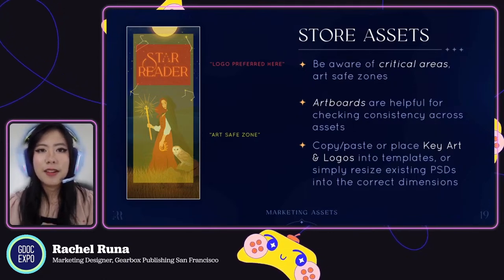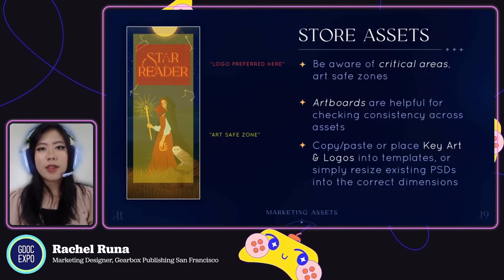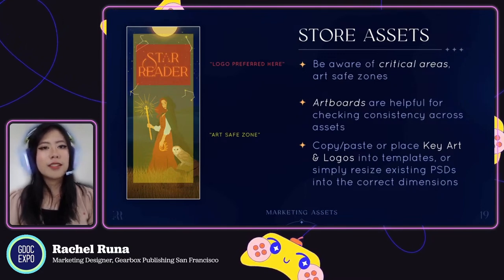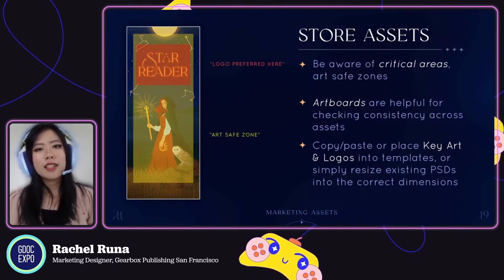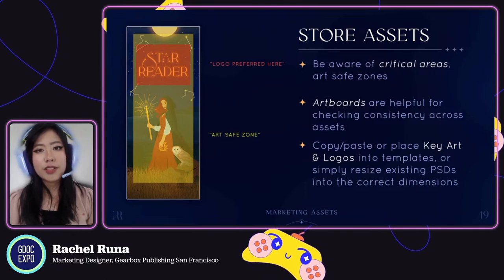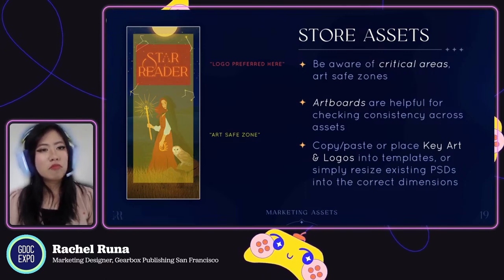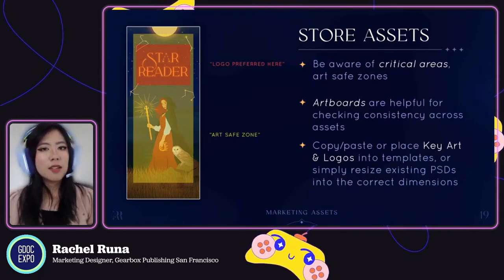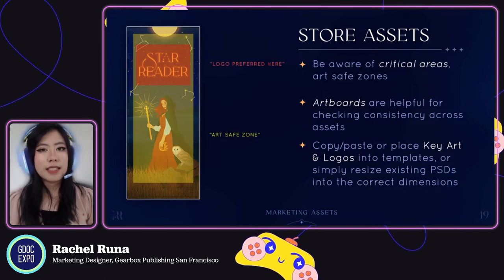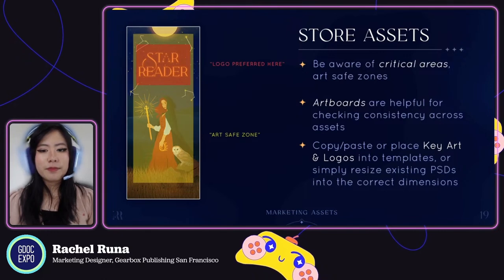Next, there can be a lot of store assets. Artboards are basically where you can have multiple assets within one PSD, and it's really nice so that you can check the consistency across your assets, but do just know that the file size can get pretty big, and sometimes you'll need an individual PSD for an asset because that is actually required.